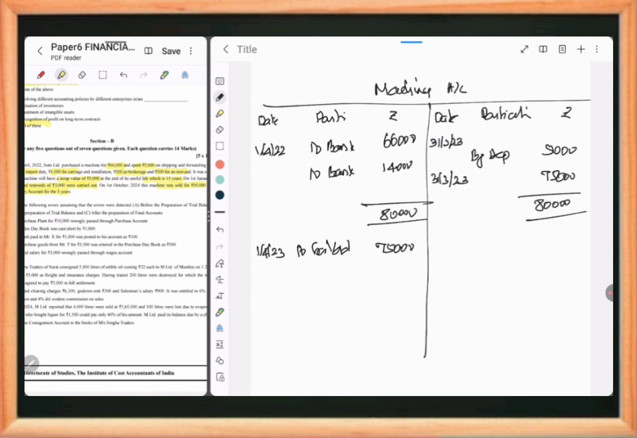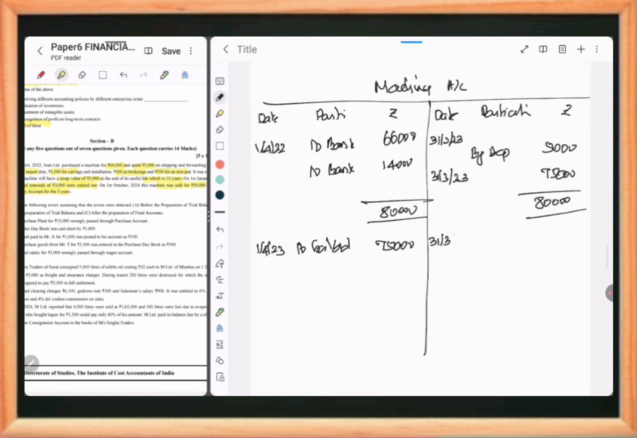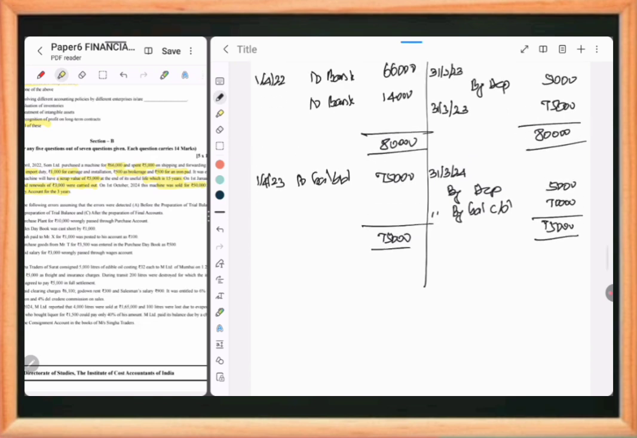And then we have to calculate the same amount for the next year also, because we have used the machine throughout the year. So 31/3/2024 by depreciation, that is 5,000 rupees. So you have to balance 75,000 minus 5,000, that is 70,000 will be the closing balance at the end of the year, that is the same date, by balance carried down. And then the opening balance, 1/4/2024 to balance brought down, that is 70,000.